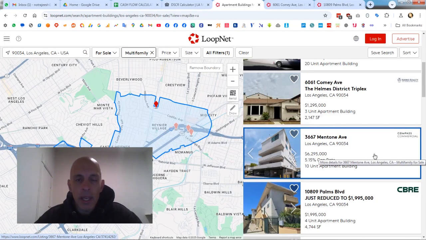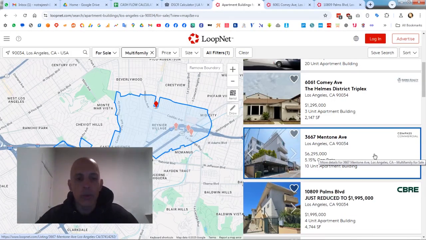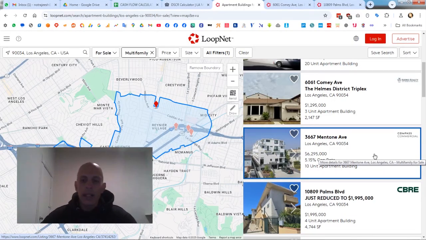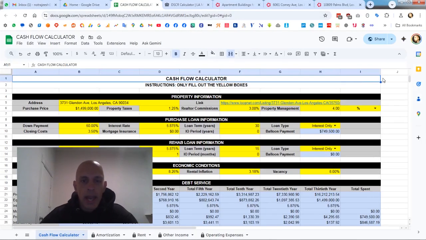I am a multifamily lender in Los Angeles, and today I will be explaining some of the tools that I use. So this is my cash flow calculator. This basically allows me to see the value of the property today versus in 30 years from now.